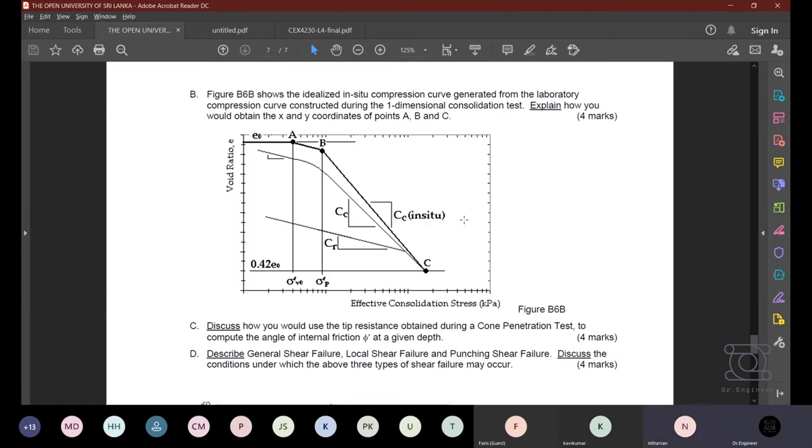So that's it. Very simple. Undisturbed state. In the laboratory, the curve may be disturbed, so that is lower than in situ. That's why performing a triaxial test is much, much harder, because we need a proper sample. Preparing a sample itself is a very big task. That's why we are not performing it in our university laboratories, right?